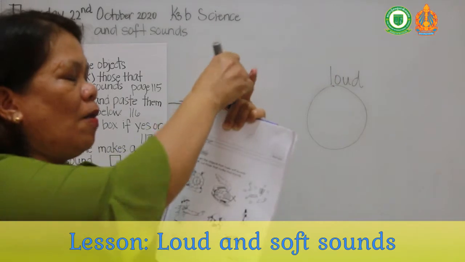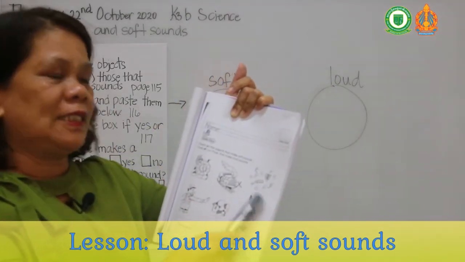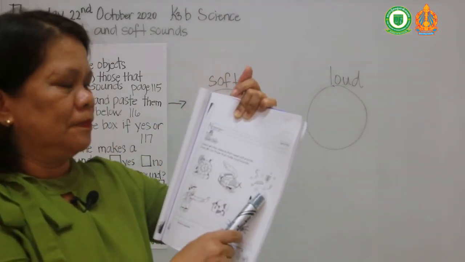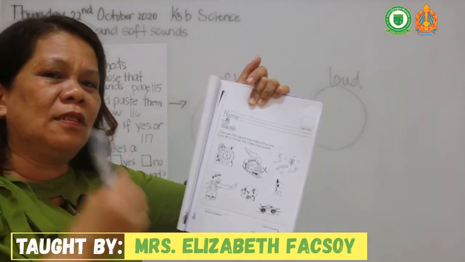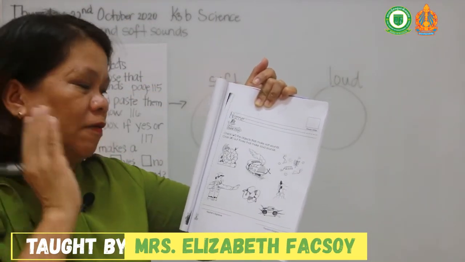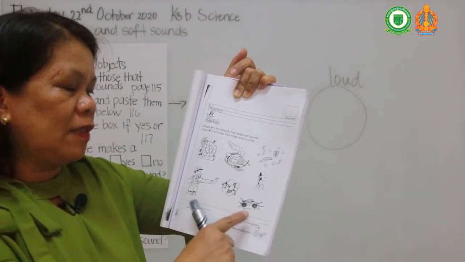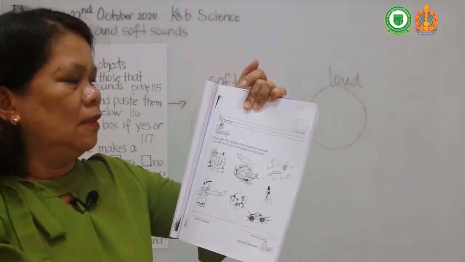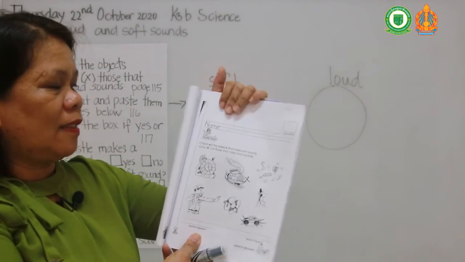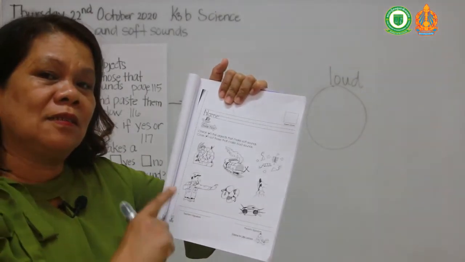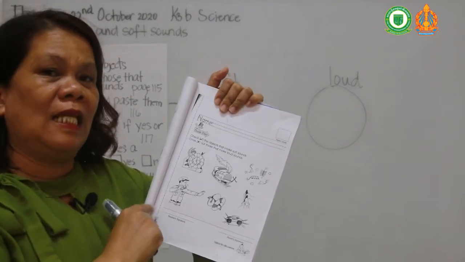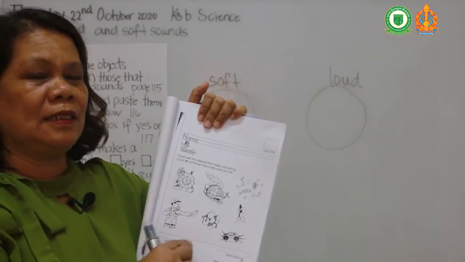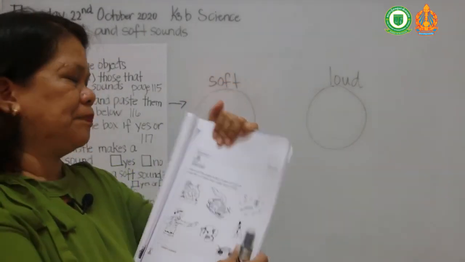Okay. How about firecrackers? Is this soft or loud? You're going to check or X. About whistle, is it loud or soft? About gong, about cassette, about bell. Okay, again, check if the object is soft. Cross out if the object is loud. Okay, this is your task number 1.